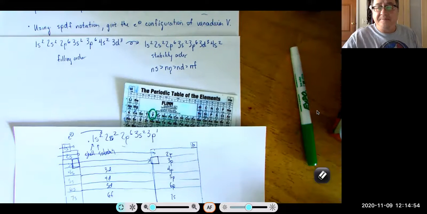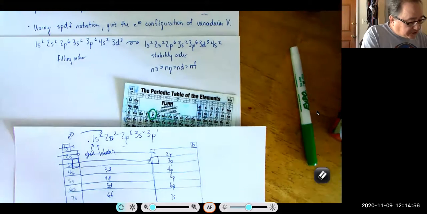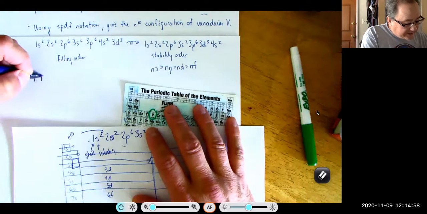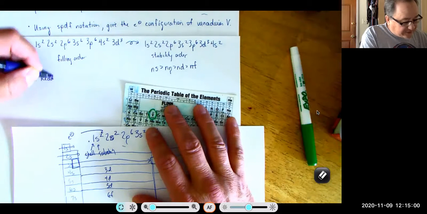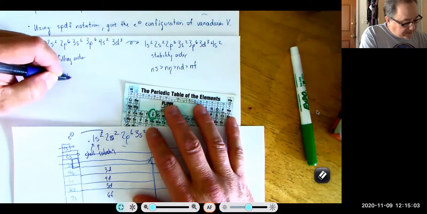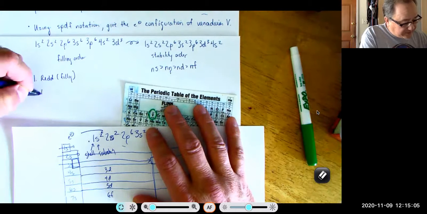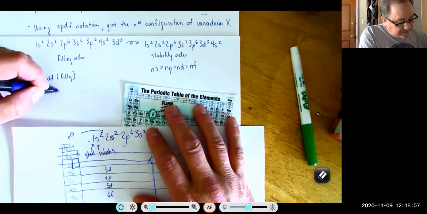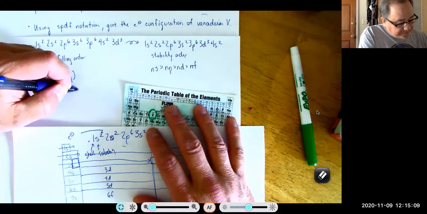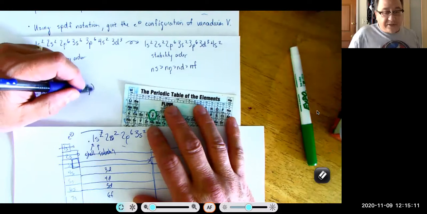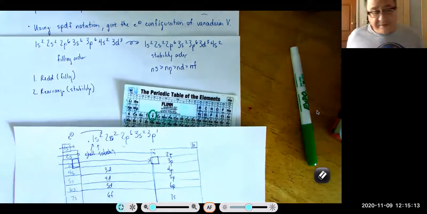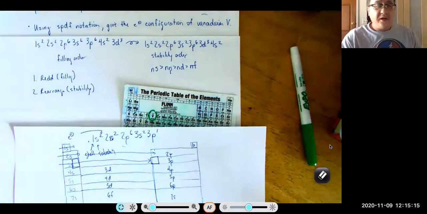Are we good, Harry? So the directions are basically to read, that's the filling order, and then rearrange, and that's the stability order. And sometimes you don't have to rearrange. Like for magnesium, we didn't have to rearrange. Okay.